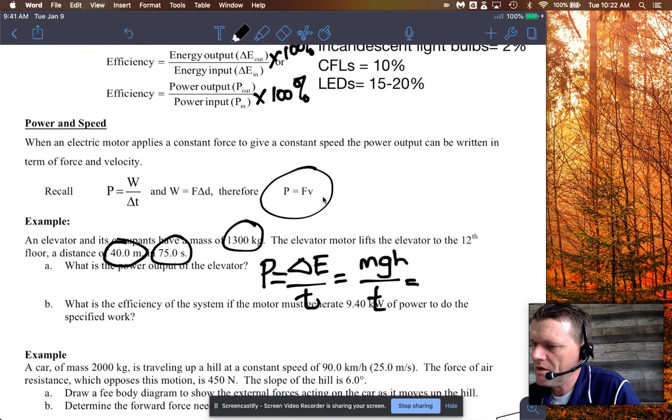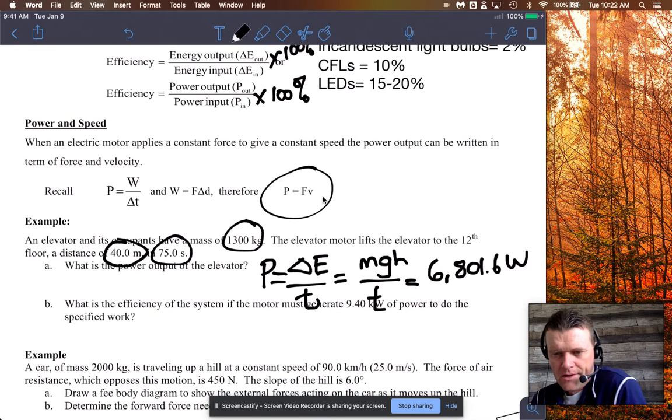And if we substitute in those numbers, basically 1,300 kilograms times 9.81 meters per second squared times 40 meters divided by 75 seconds, that gives us 6,801.6 watts. Now, again, I didn't write in the numbers, but just for sake of space.